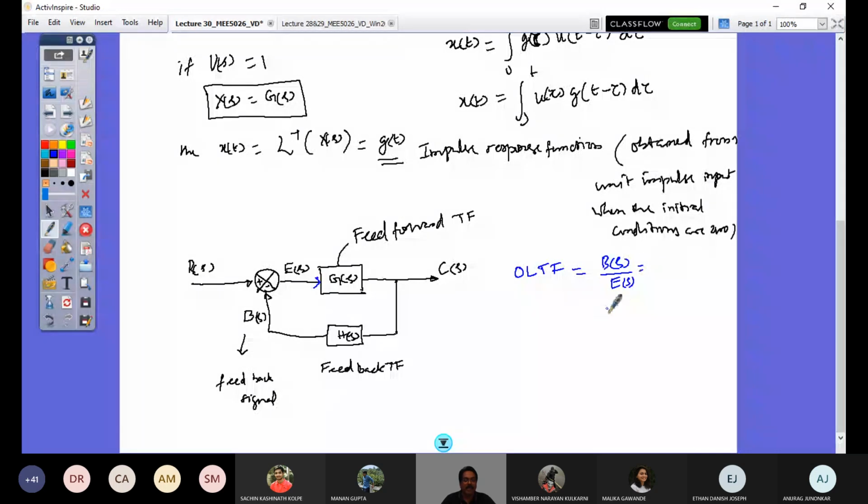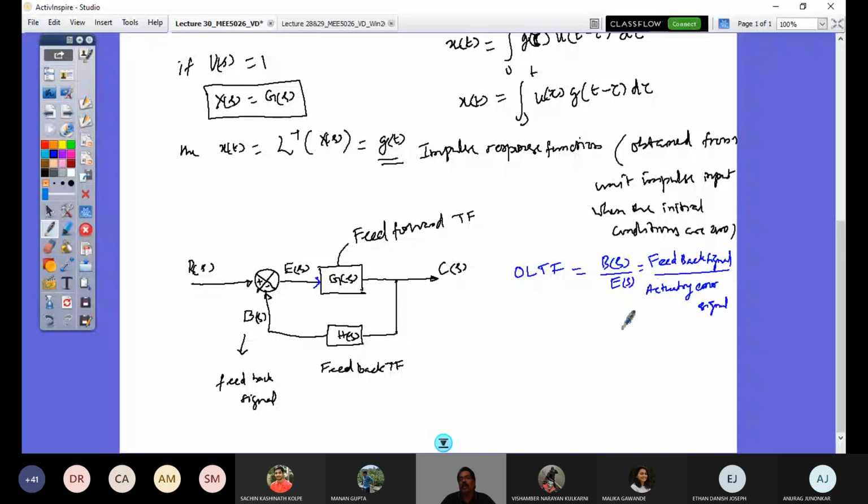So it is the feedback signal by the actuating error signal that is the open loop transfer function.